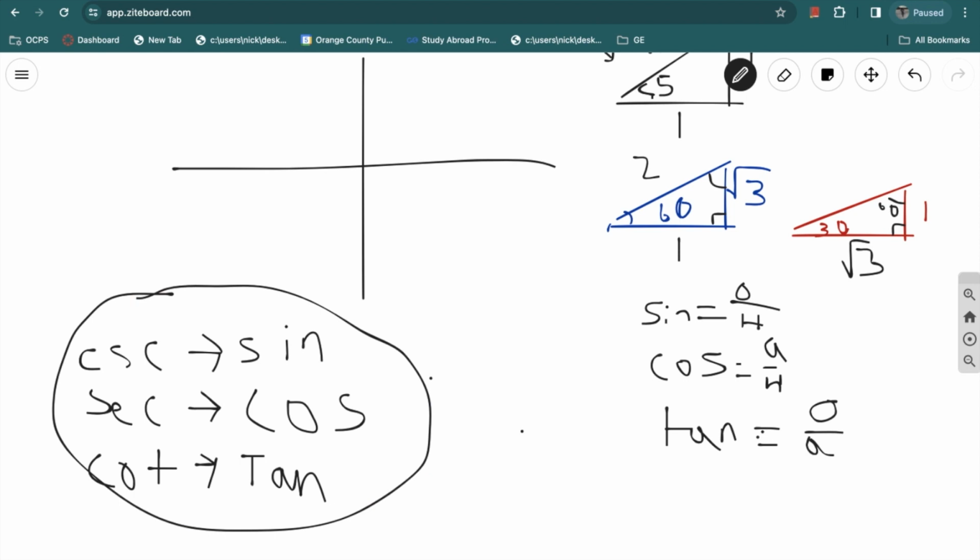So let's just do some equations with that. We have y equals cosecant of pi over, let's do third quadrant. Okay, let's do 7 pi over 6.